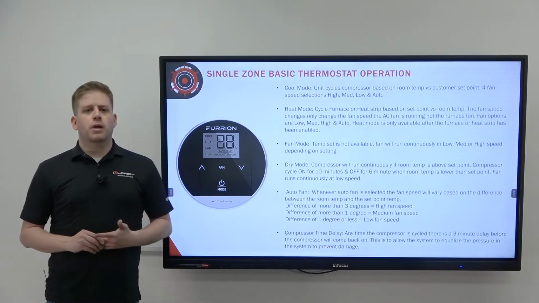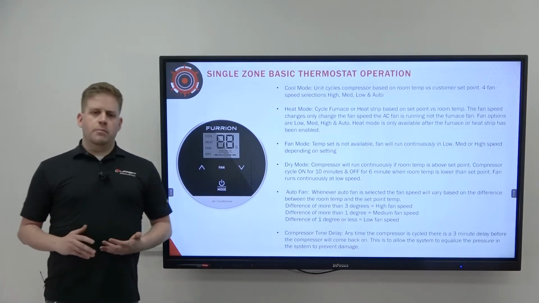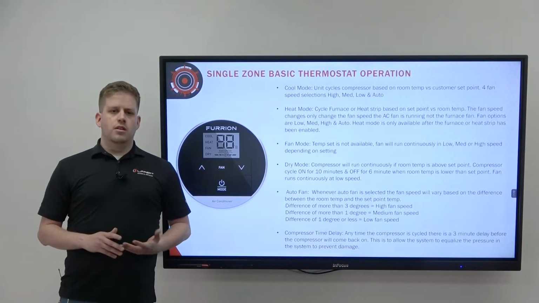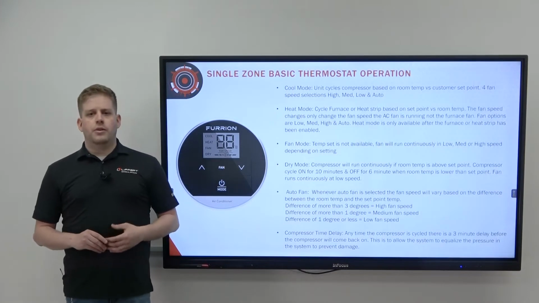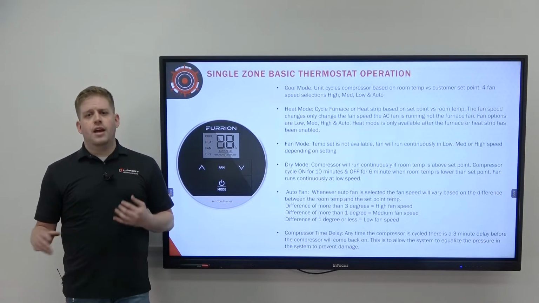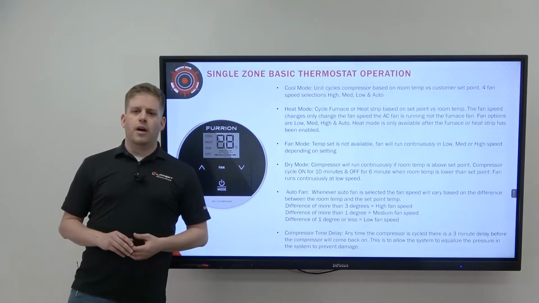Customers will usually complain about this. If a customer complains about it, again, all you need to do is switch over to auto fan speed, which will allow the air conditioner fan to turn off and just cycle the furnace on and off to provide warmth for the coach.